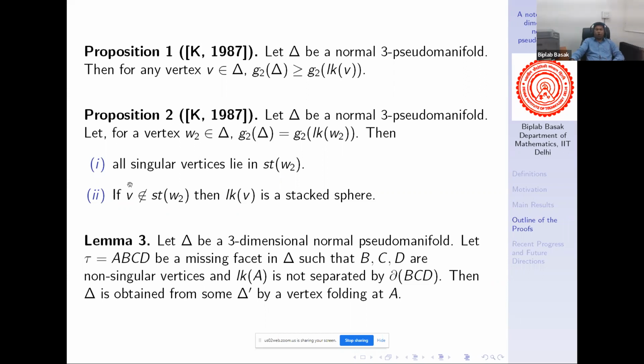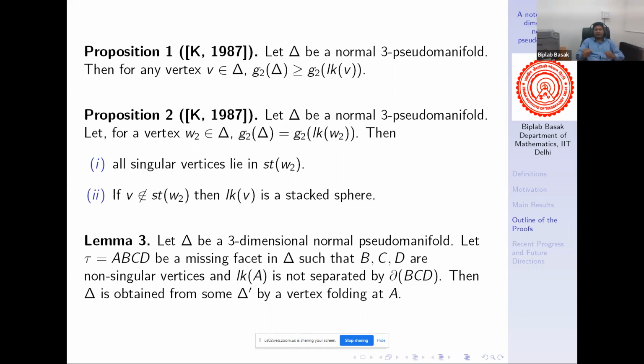The first property is that all the singular vertices must be in the link star of w. And if there is a vertex outside of the link star of w, so this is non-singular, it is known from Kalai, but he says something more. He proved that in that case, the link of v should be a stacked sphere. That is very useful for this one. And we also proved this one. We skip the proof in these slides because the proof is very technical, but it is a very useful result.